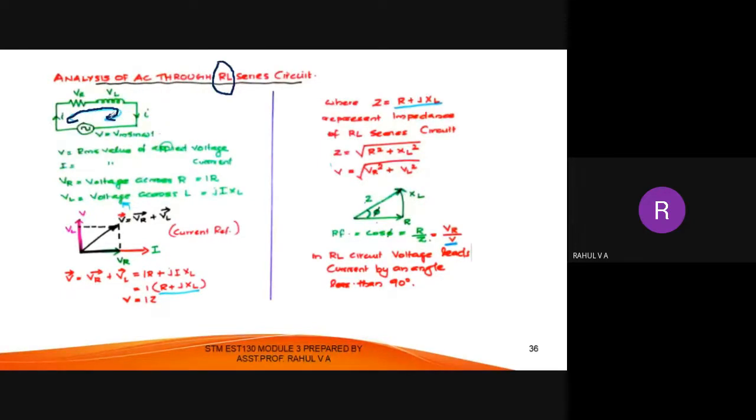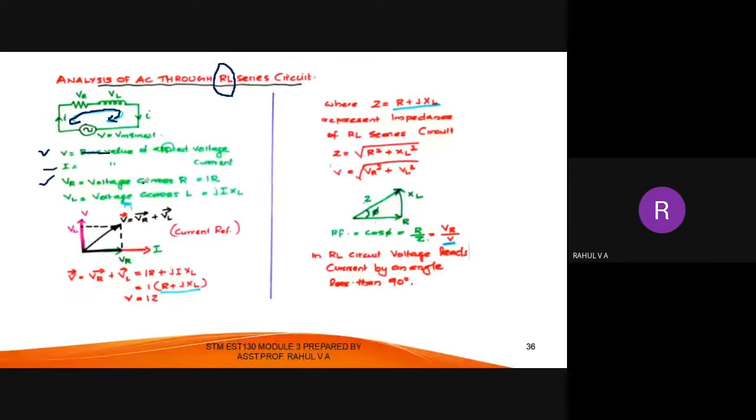As I said in the case of a potential divider circuit, the applied voltage will be dropped across the resistor and inductor. So I am writing like this, where V is the applied voltage, that is Vm sin omega t. Sorry, it is not the RMS value, it is the instantaneous value of applied voltage, and I is the instantaneous value of current. V suffix R is the voltage across the resistor, and it is given by V is equal to I into R.